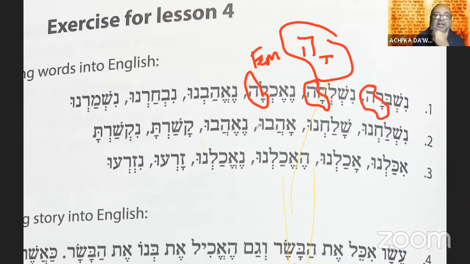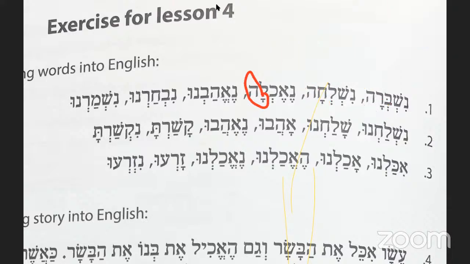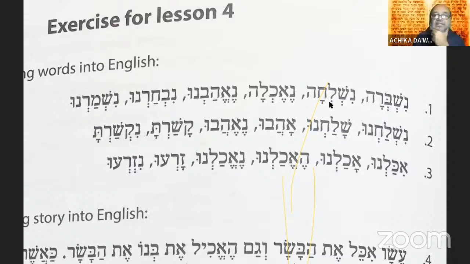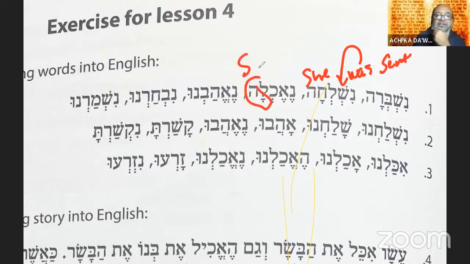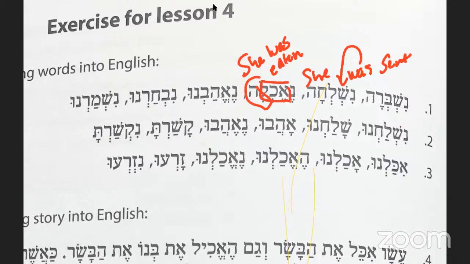Okay. If the hay wasn't here, it would be shalaka. That's in the past tense, she sent. But here it's saying she was sent. Nishlak. She was sent. Okay. And this one, she was eaten. I know that doesn't make any sense, 'cause she was eaten. Okay.